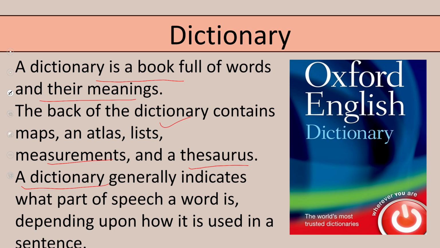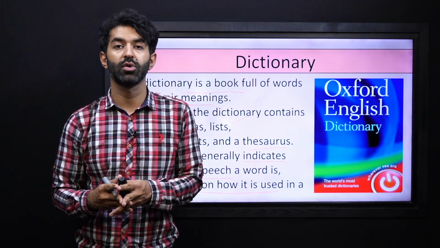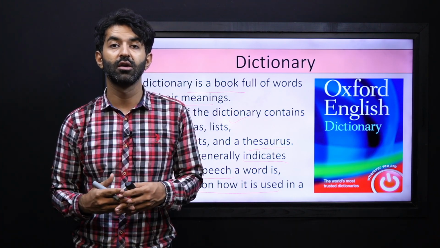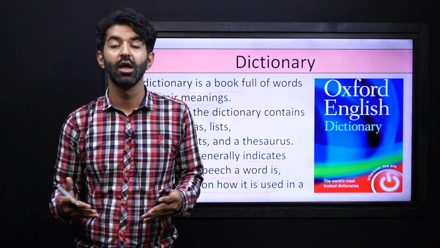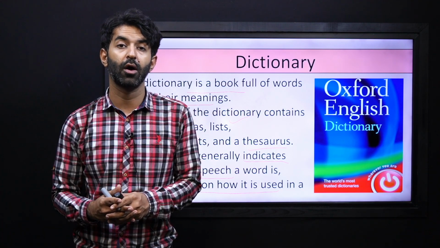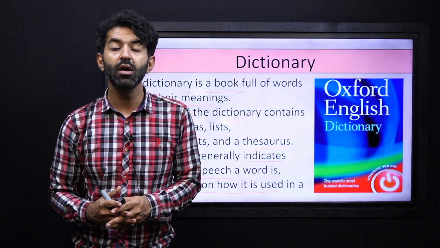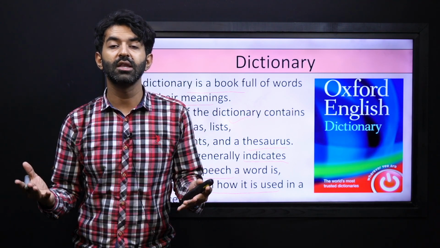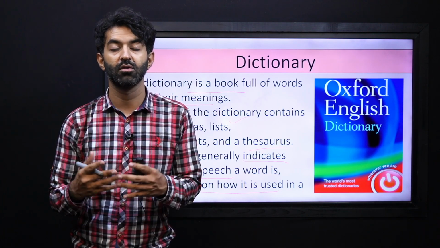A dictionary generally indicates what part of speech a word is, depending upon how it is used in a sentence. So, in a dictionary, you can find different words with meanings, definitions, pronunciation, abbreviations, different examples, and so on. You can also find synonyms and antonyms and so much more that you can learn about one word. Now, in the same way, in a thesaurus, there are all the synonyms and antonyms, the similar and opposite words for one word that you can find.